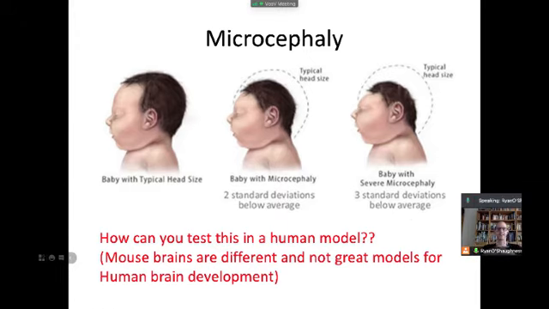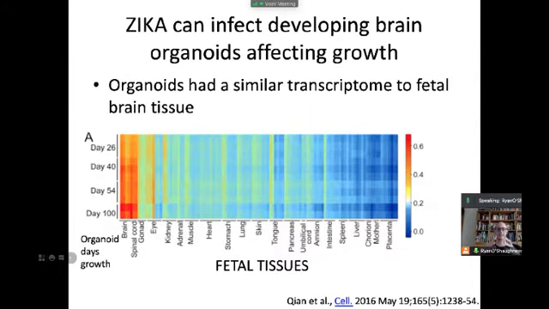So how can we test this in a human model? Mouse brains are different and not great models for human brain development, particularly the cortex, where most of the differences happen in microcephaly. And as I said earlier, we can't simply infect mothers-to-be with viruses and then see what happens to their babies. This is a great platform for a great problem to address with organoids.